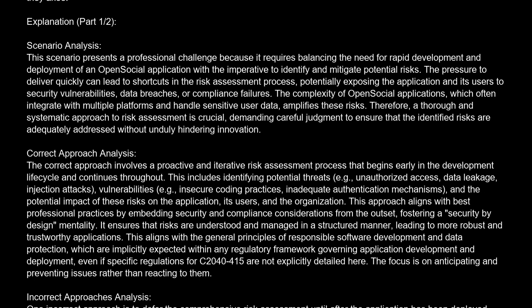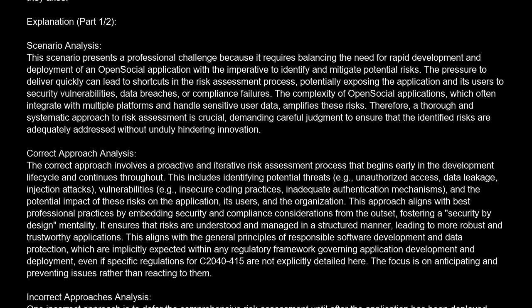applications. This aligns with the general principles of responsible software development and data protection, which are implicitly expected within any regulatory framework governing application development and deployment, even if specific regulations for C2040-415 are not explicitly detailed here. The focus is on anticipating and preventing issues rather than reacting to them.